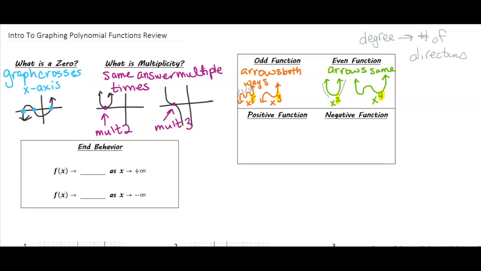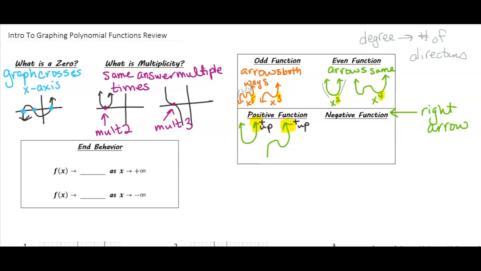Okay? All right, then we also have positive and negative functions. For both positive and negative, you look at the arrow on the right. It's positive if the arrow on the right goes up. Here's an odd function, and again, it's the arrow on the right that you look for. Because both of those are going up, they both point up, it's positive. Okay?